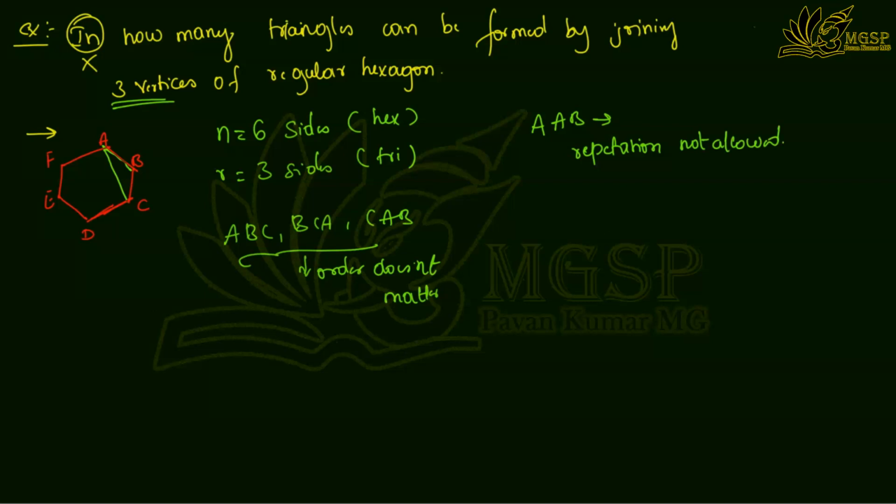Now what is the number of ways the triangle can be formed, how many triangles can be formed? That is 6C3, which is equal to 6 factorial divided by (6 minus 3) factorial into 3 factorial. This gives 20 triangles.